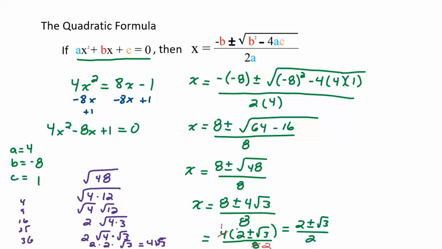Now you could skip this greatest common factor step here if you wanted to just divide 8 by 4 to get 2, divide 4 by 4 to get 1, and divide 8 by 4 to get 2 to reduce this down. But you have to reduce every term by those factors. Now these are some weird answers, right? So my answers are x could equal 2 plus the square root of 3 over 2, or x could equal 2 minus the square root of 3 over 2.